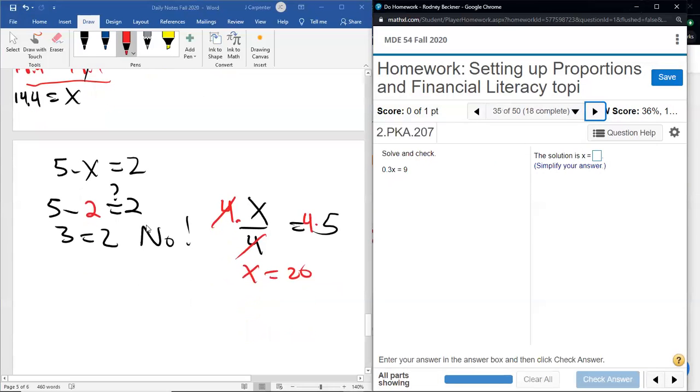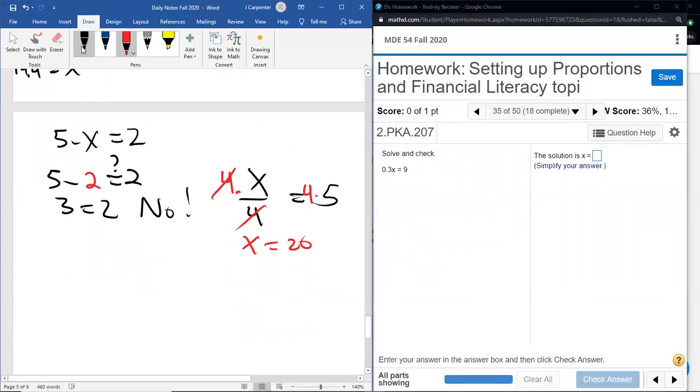Here's an interesting one. 0.3. Come on. Black, thank you. 0.3x equals 9. That's a product, so we've got to divide. But we've got to divide both sides not by 3, but by 0.3.